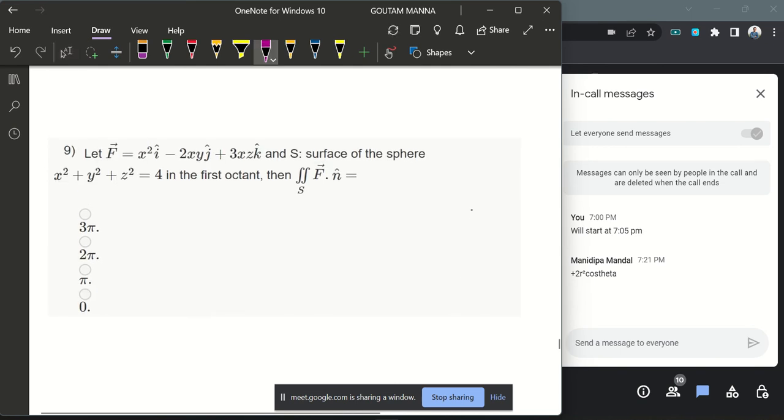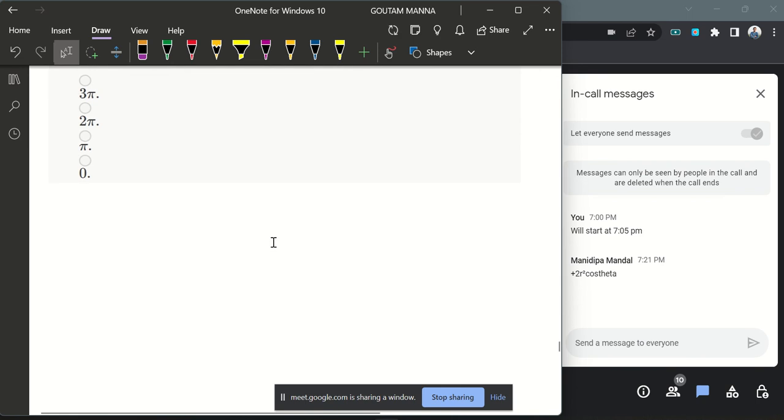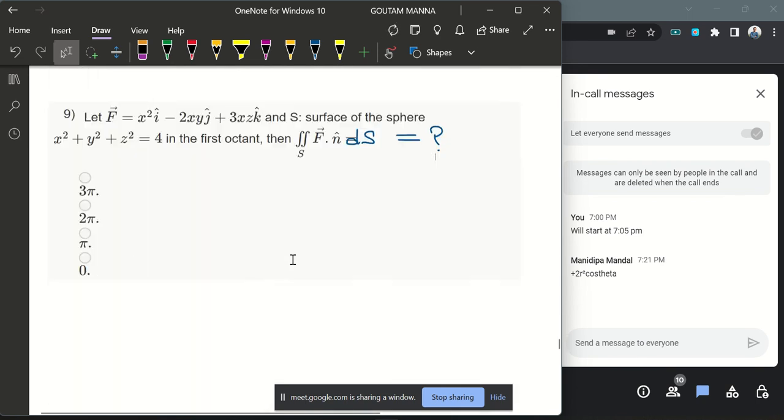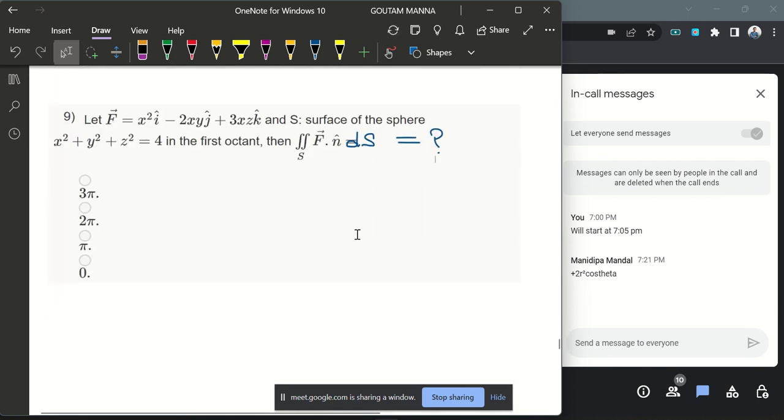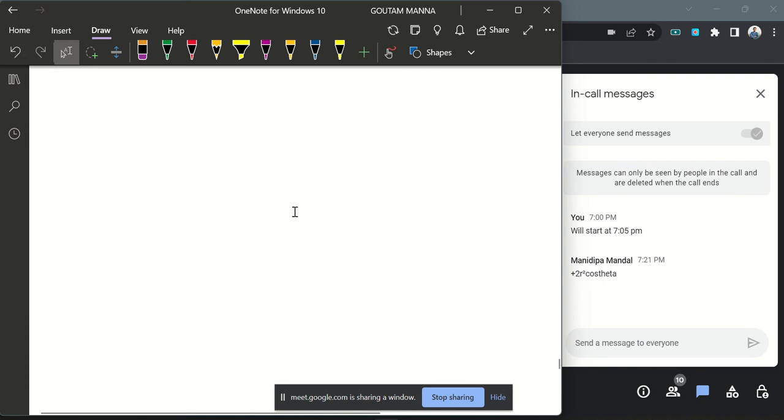So now in this problem 9, here again we are asked to find out a surface integral. So there will be a ds here, f dot n ds equals to what? So okay, I will do it. I already did one surface integral, so I will do it later. So let me see what is problem 10.